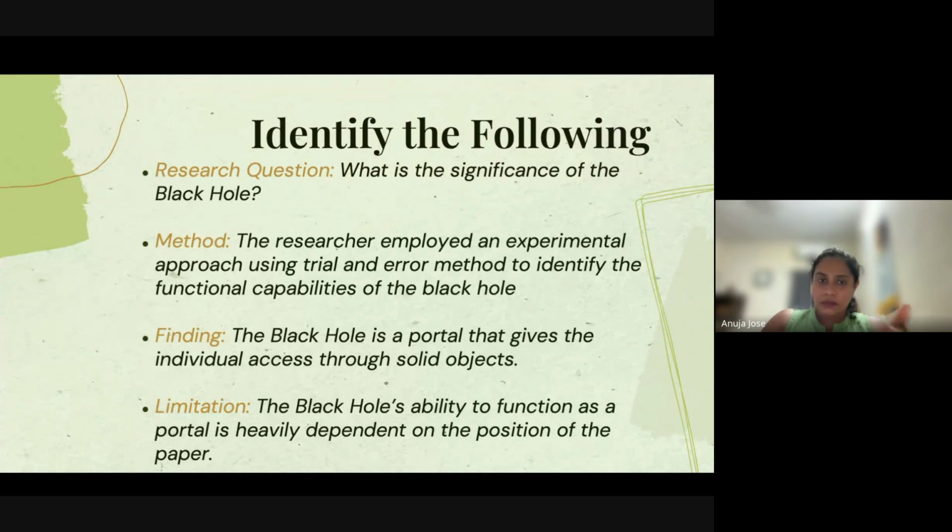Next, the finding. The black hole is a portal that gives the individual access through solid objects. Here I've used the word specifically solid objects. The reason why is because the person is not looking at any gaseous objects or liquid objects, right? He's only looking at solid objects. By mentioning solid objects, you're bringing more specificity to your paper. You're becoming very, very specific. You're becoming very precise. There is no unanswered questions when a person reads a sentence. So you need to be more precise. This is a skill that you develop while writing. Answers are all correct, but the style should be refined.